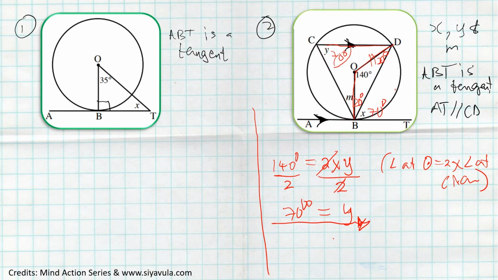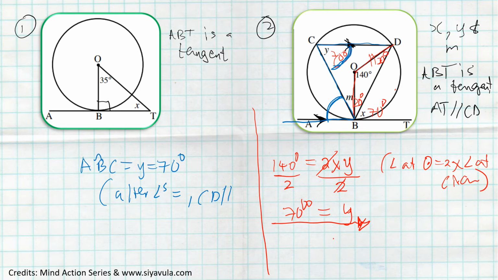Let me use a different color for this. We have something like this here, and this angle is the same as this angle, because those lines are parallel. So we can start by telling them that angle ABC is equal to y, which is equal to 70 degrees, by alternate angles are equal. And we have to give them the lines that are parallel, because CD is parallel to AT. So this angle is 70 degrees.